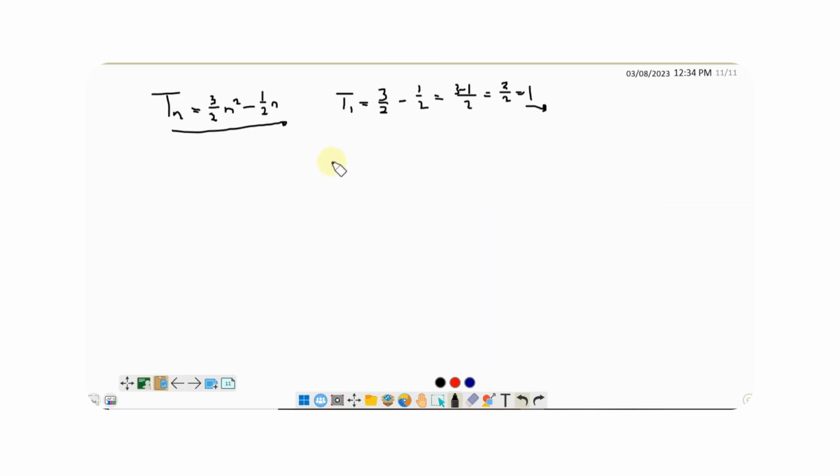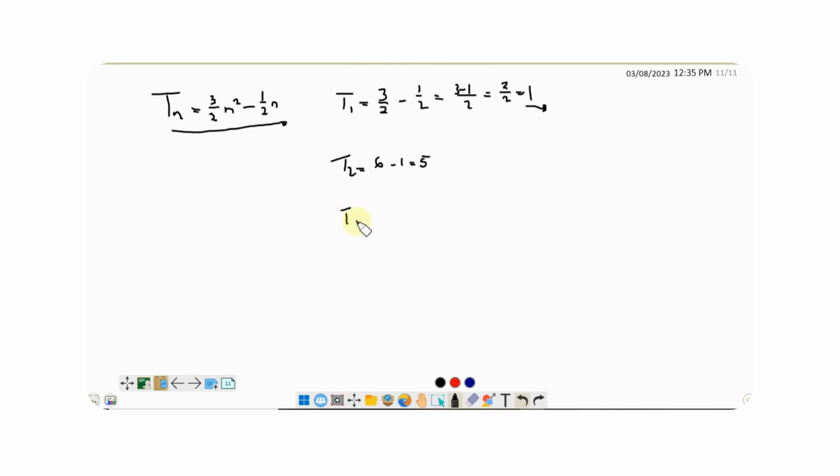So for term 2, 2 squared is going to be 4. 4 divided by 2 is going to be 2. So 3 times 2 is going to be 6. And here for 2, 2 divided by 2 is going to be 1. So minus 1. 6 minus 1 is going to be 5, which is term 2.